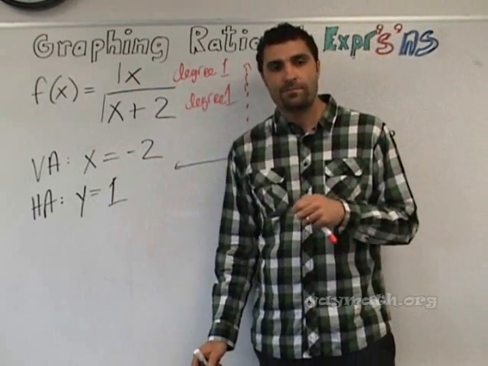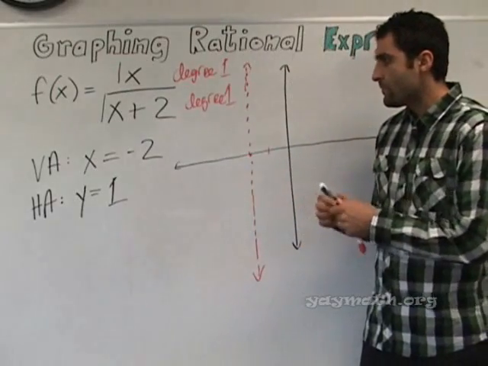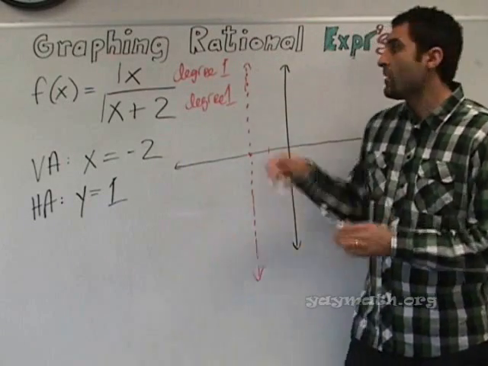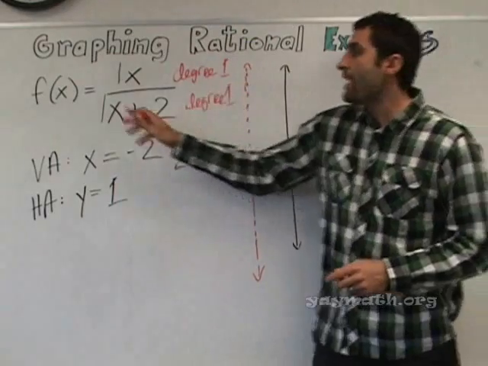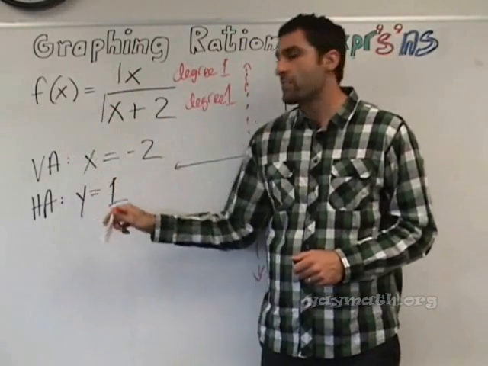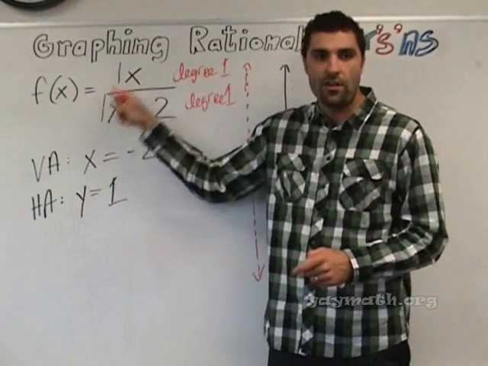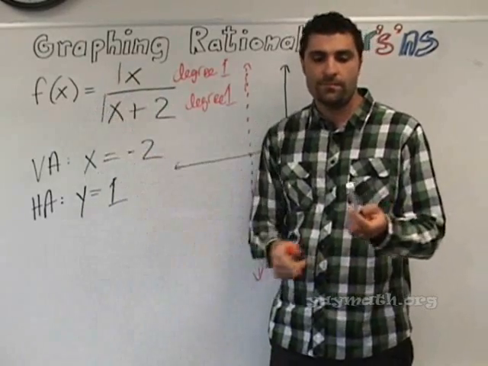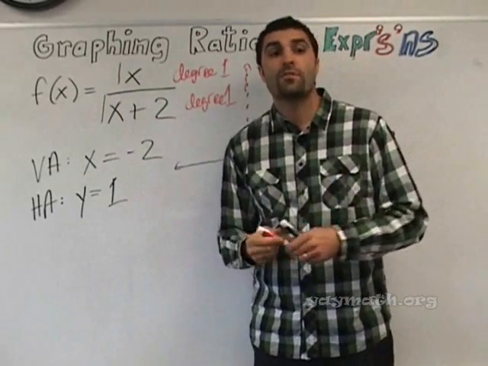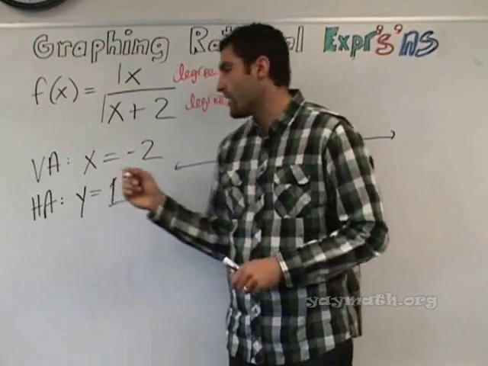I have another question. Will you say what you just said? If the degrees are the same, you divide the leading coefficients, and so that's y equals that ratio. It's 1 over 1. But if the degrees are different, there are three different scenarios, of course. So let's talk about it.